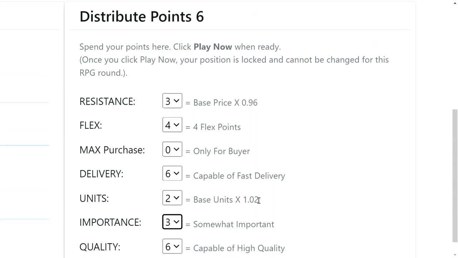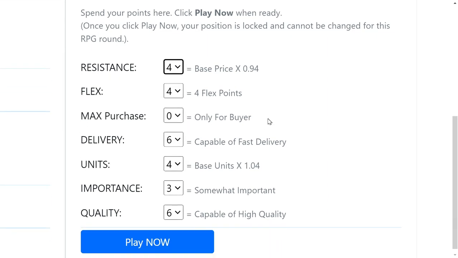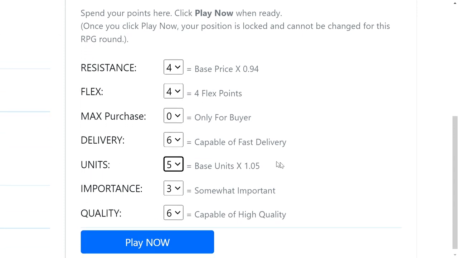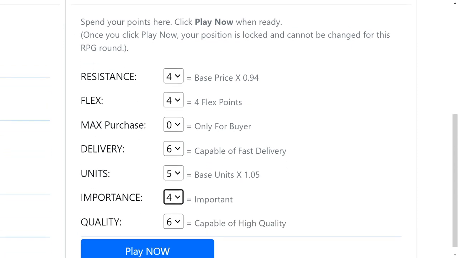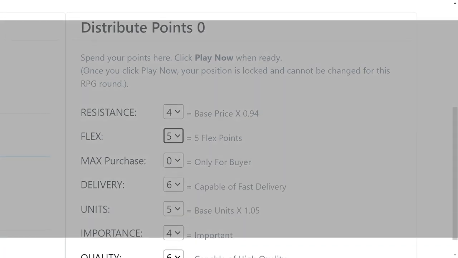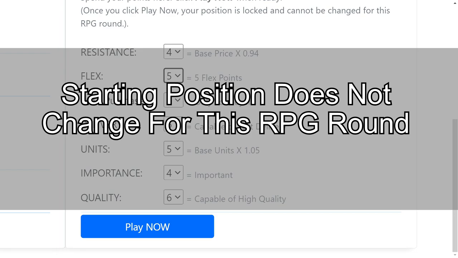Okay, let me go ahead and just move things around a little bit. We have 4 points left. Add more to resistance. Add more to units. That's how many we can buy or how many we can sell. Okay, importance. Move that up one. We got one more point left. And I'll go over here to 5. There you go. 0 points left. Now I'm ready to press play.